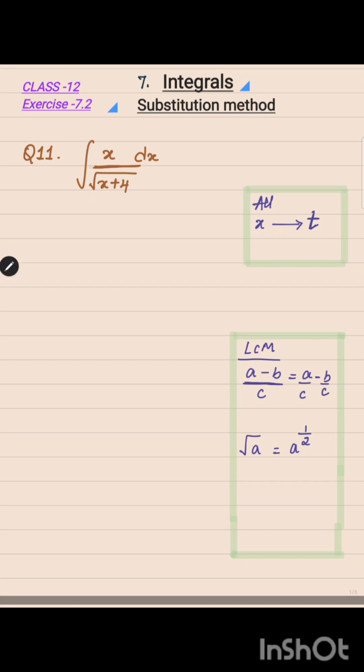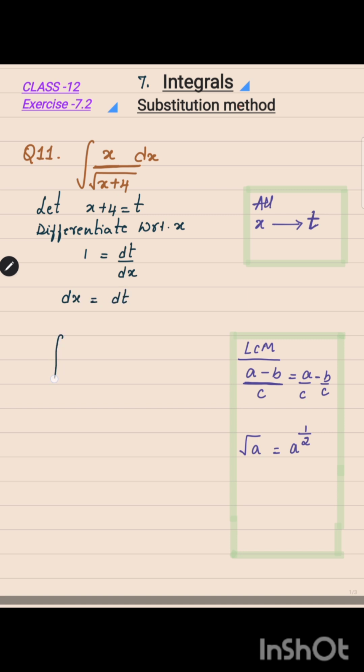The question is integral of x divided by square root of x plus 4 with respect to x. So here let x plus 4 is equal to t. So we have taken the entire denominator equal to t. Let us differentiate with respect to x. If we differentiate with respect to x, the derivative of x is 1, and if we differentiate t, we will get dt by dx. So now dx is equal to dt.